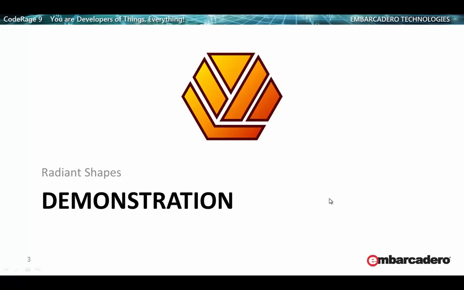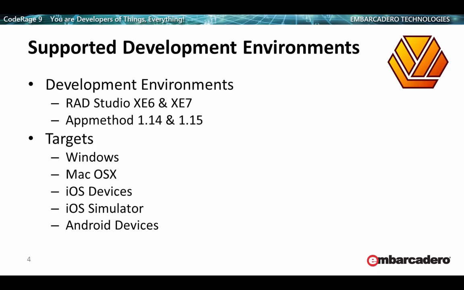So that provided an overview of Radiant Shapes, provided a little bit more detail to some of the capabilities that are available and what we can do with them. Just to recap some of the concepts and items I mentioned before, the supported development environments: we support RAD Studio XE6 and XE7. We also support AppMethod 1.14 and 1.15. So we are pretty modern. We're utilizing the latest enhancements to FMX. So we're following all the new conventions as the framework has evolved over time.